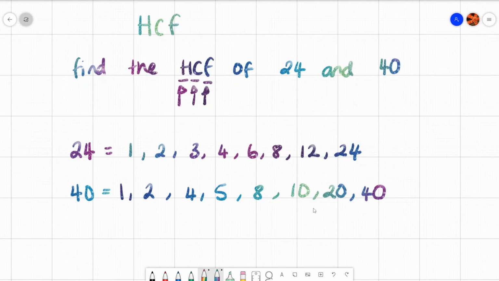Okay, so let's have a look. I think it's the number 8 here. Yep, so 8 is the highest common factor of 24 and 40. It goes into both 40 and 24, and it's the highest one that's the same. That's what highest common factor is.